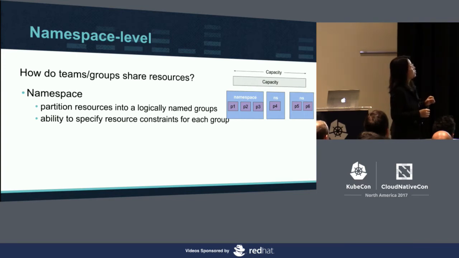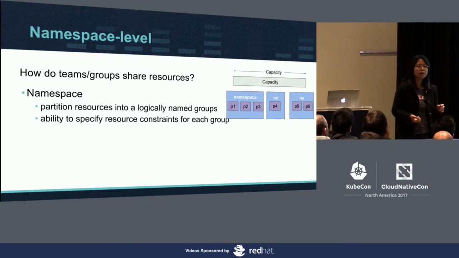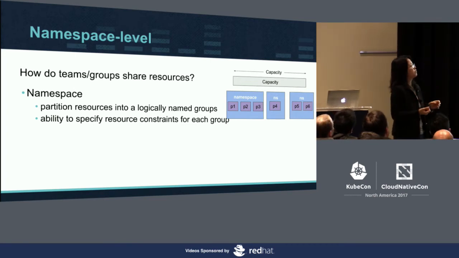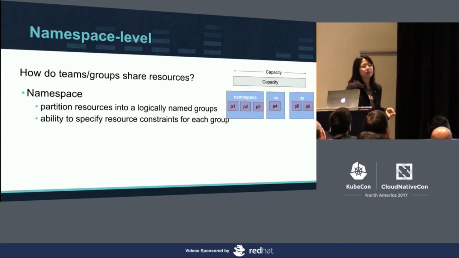Here is just an example where you create three different namespaces, and when a pod is created, you specify which namespace this pod belongs to. And if you don't create any namespace, by default, the pod will be assigned to the default namespace.